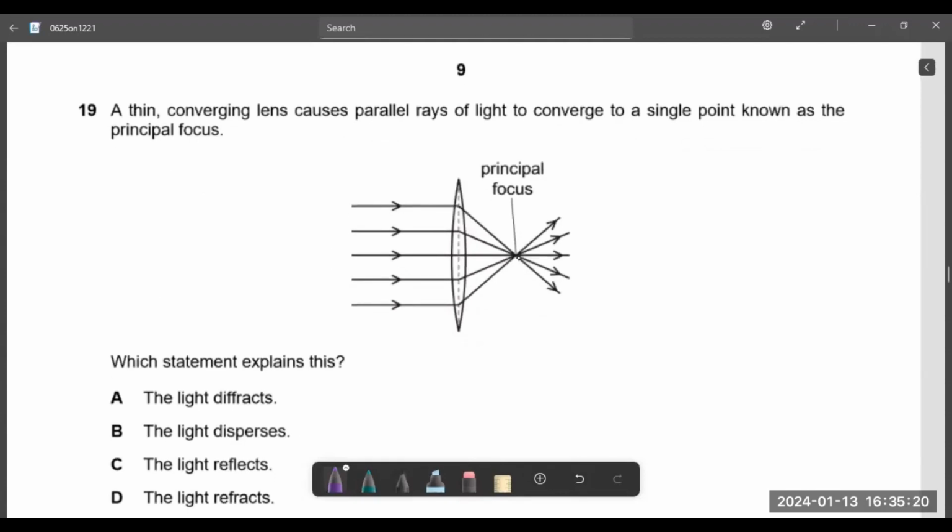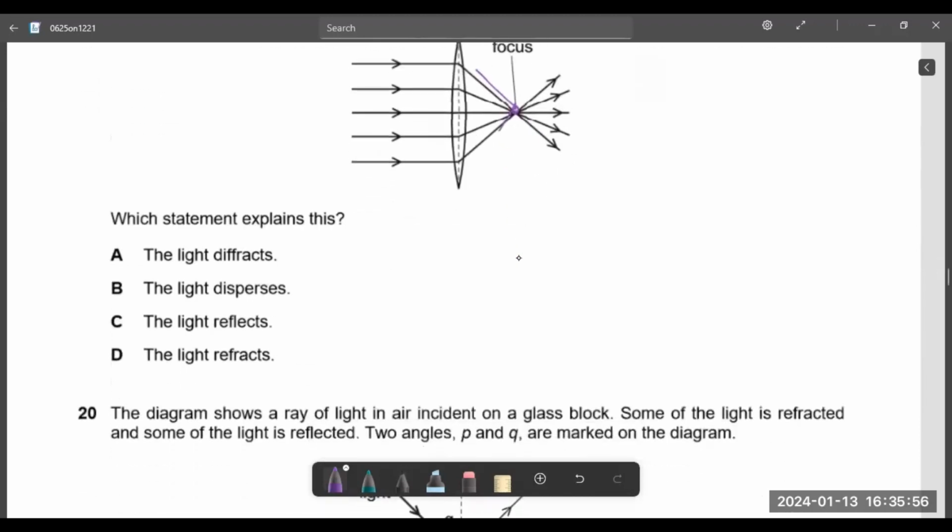A thin converging lens causes parallel rays of light to converge on a single point known as principal focus. Which statement explains this? A converging lens is designed to bring the parallel rays of light to a single point after passing through the lens. And this process can be termed as refraction. So here the right term is the light gets refracted. The light refracts.